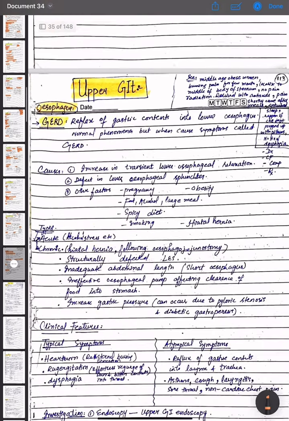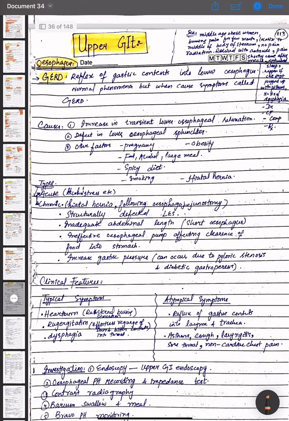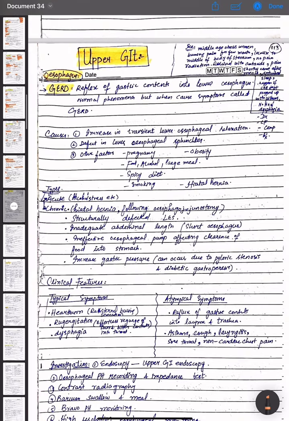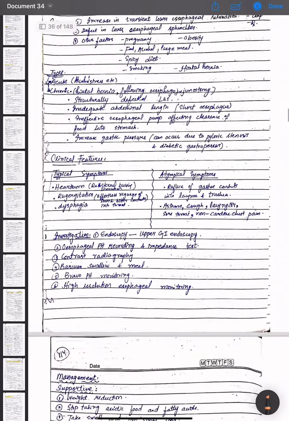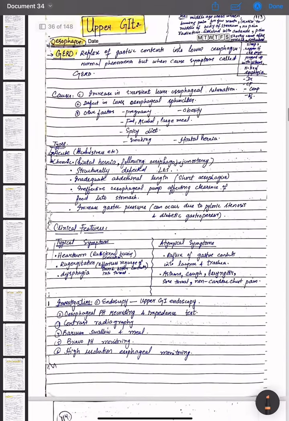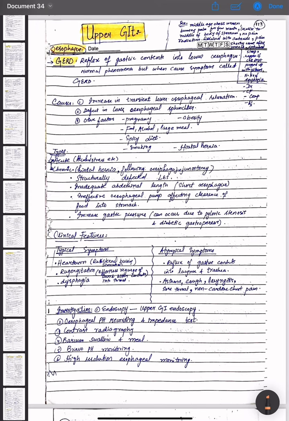In our next video, we will start the upper GIT, which is a long unit and the most important unit in surgery. We will discuss it in two videos, that is in 2 sections. Then the next unit after upper GIT is lower GIT, and in the end we will discuss the urology chapter.